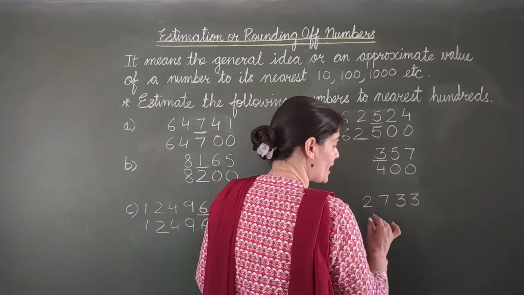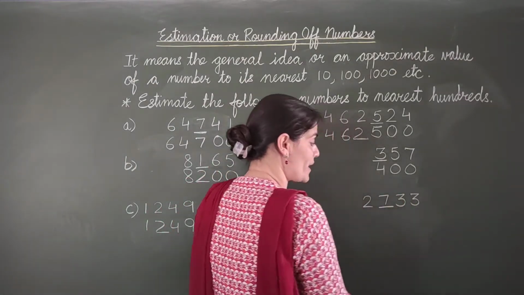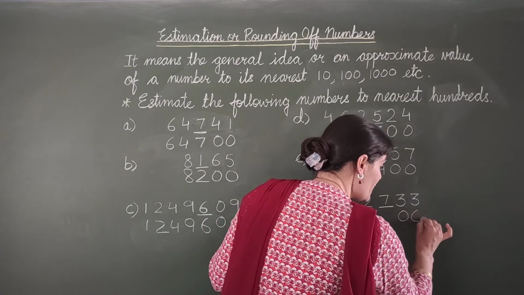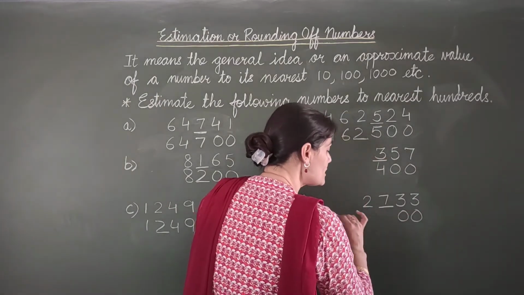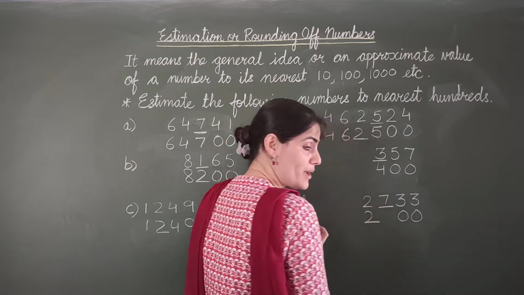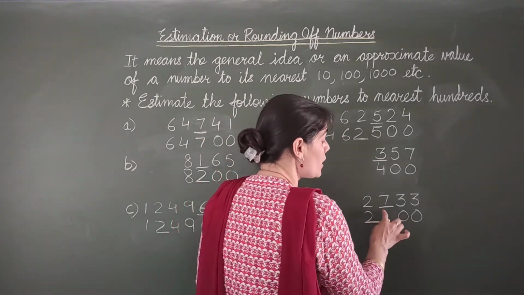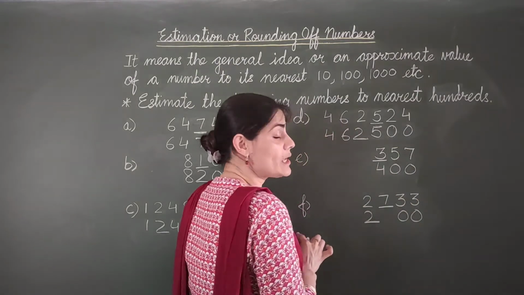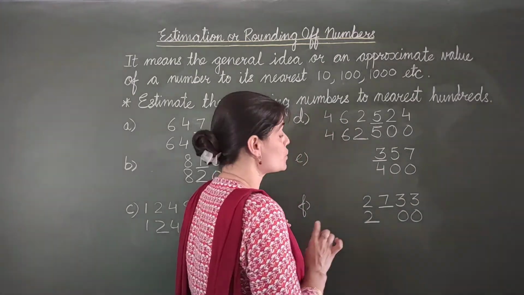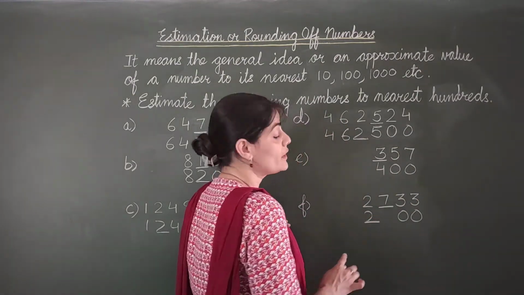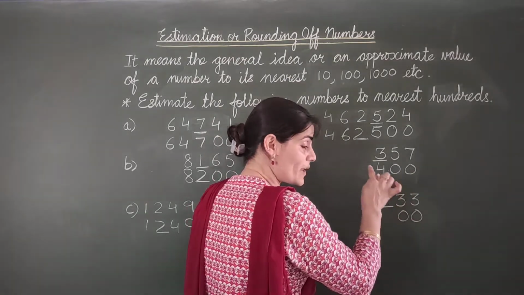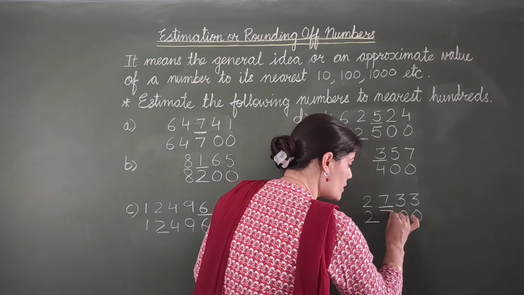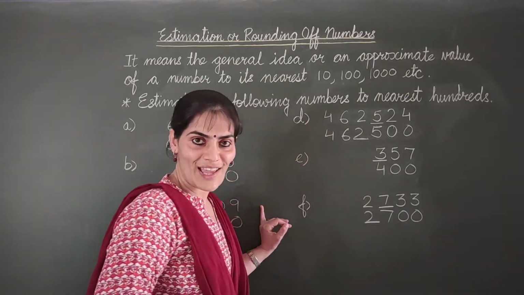Now the next part, the digit at hundreds place is 7. I replace the digits at smaller places by zeros and the digit at larger place remains unchanged. Now I observe that the digit at tens place is less than 5. So whenever it's less than 5, the digit at hundreds place remains unchanged. It is copied as it is. So I write here 7.